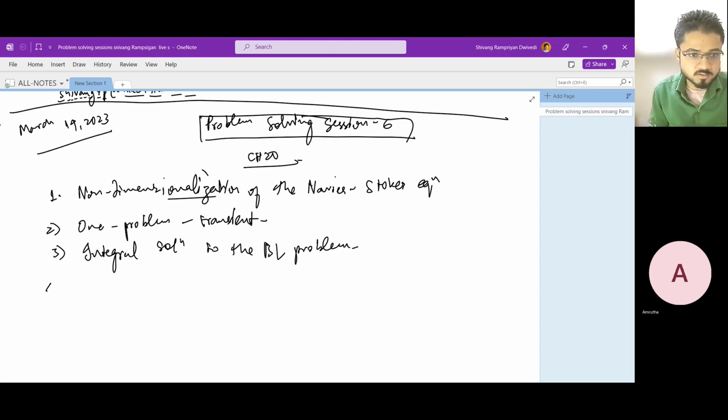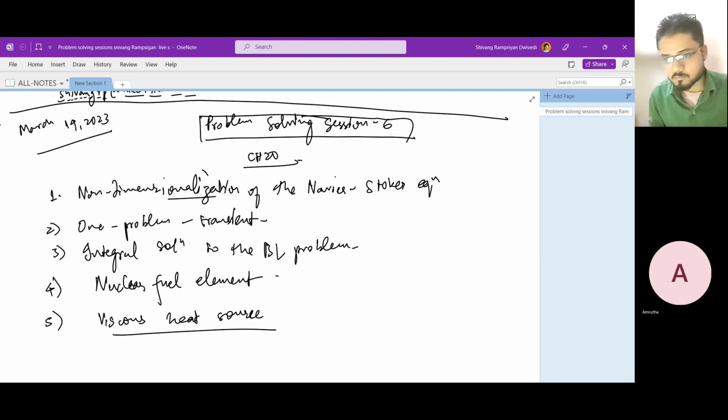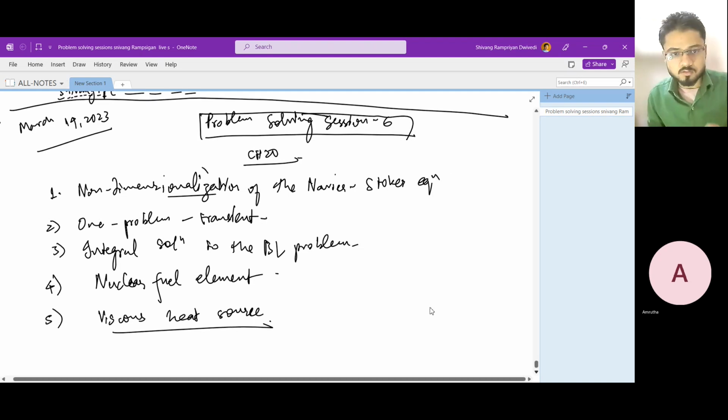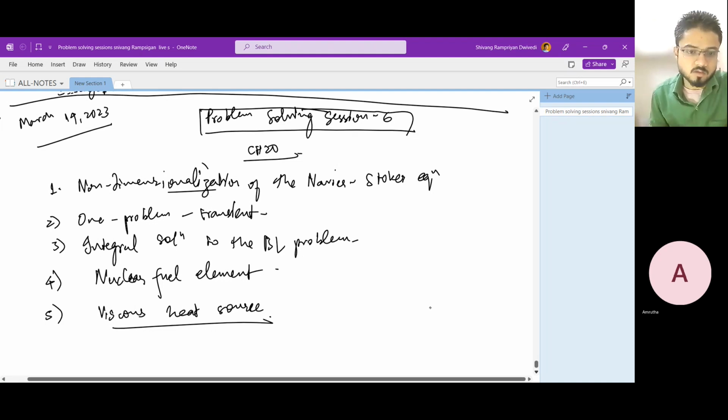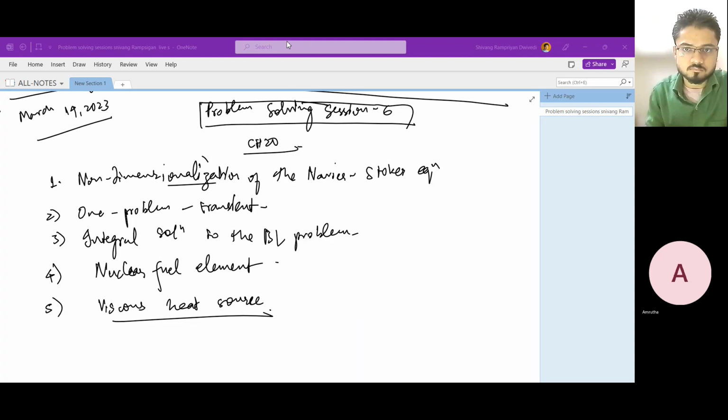We'd also discuss the modeling of a nuclear fuel element right there. And then maybe something about the viscous heat source. So, all right, so let's start.